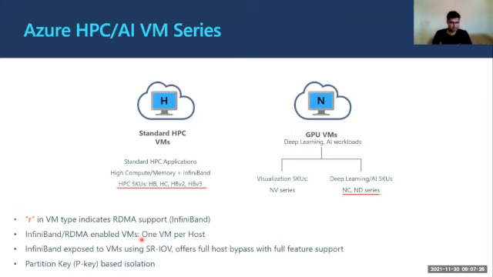And also IB is exposed to the VMs using SR-IOV, so complete host bypass, and you get the full feature support. Also you have PKey, or partition key, based isolation. In the same cluster there might be multiple customers running, but any allocation from a single customer using a single availability set or a VMSS, which are terms we use to group a set of VMs, will always have the same PKey. They'll be able to communicate only within that particular group and not to the outside. That's how we ensure isolation in terms of network.